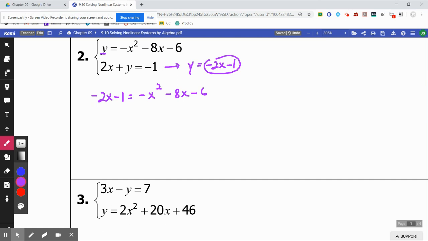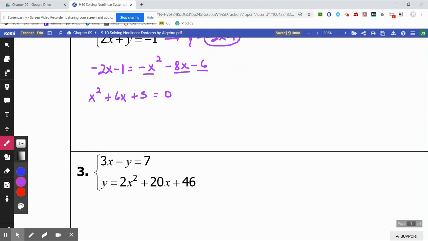I'm going to move everything to the left so that I can get this negative x squared positive. So that's going to be a positive x squared. Move minus 8x by adding. I now have negative 2 plus 8, which is 6x. Minus 6, move it over by adding. Negative 1 plus 6 will be a 5. So therefore, there's everything moved over.